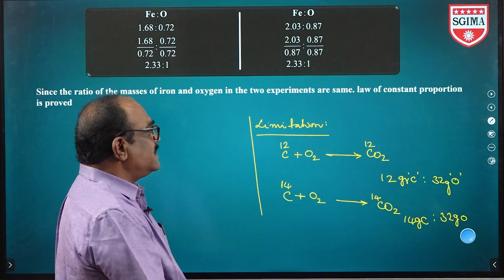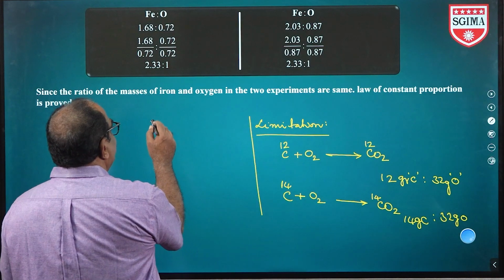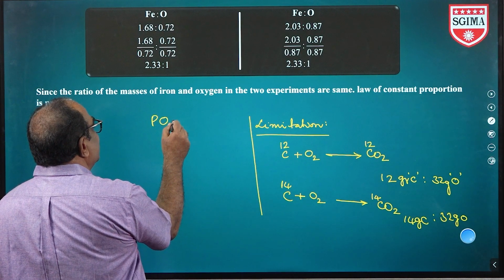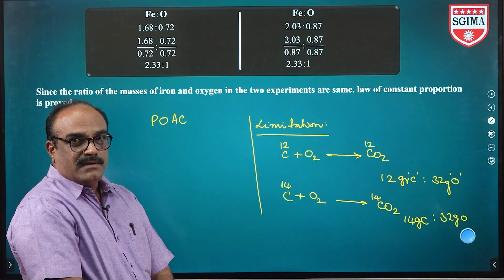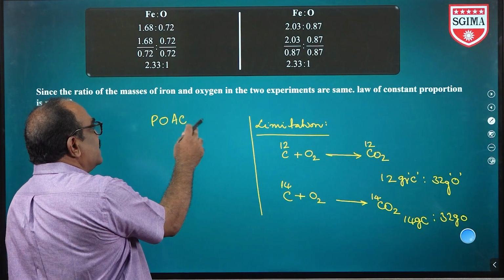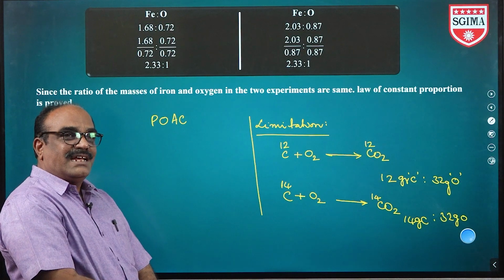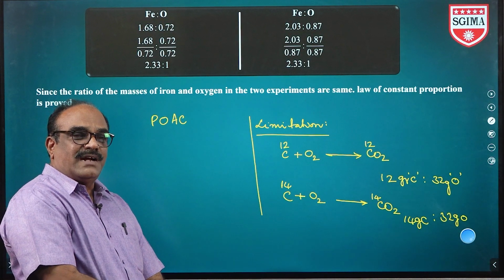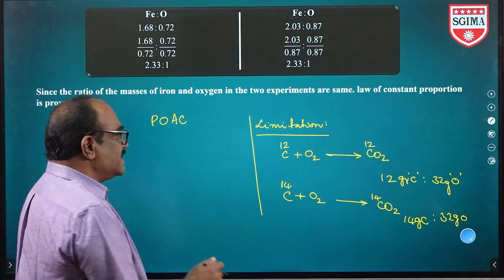And in future we are going to apply a principle called POAC. POAC is the principle of atomic conservation, meaning that on the left hand side, the reactants, whatever number of atoms are present, the same number of atoms must be present on the right hand side also.